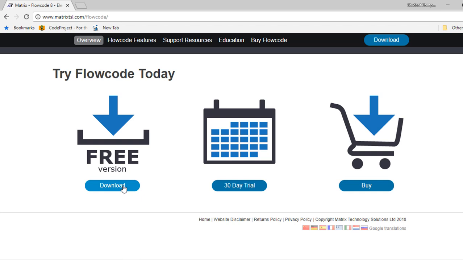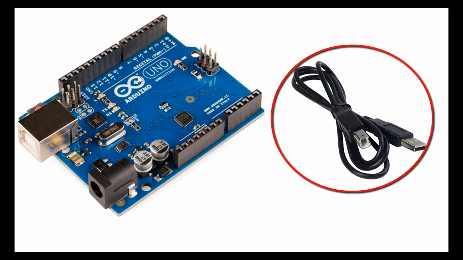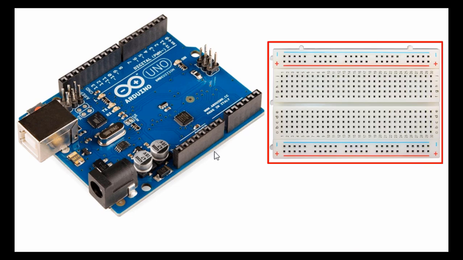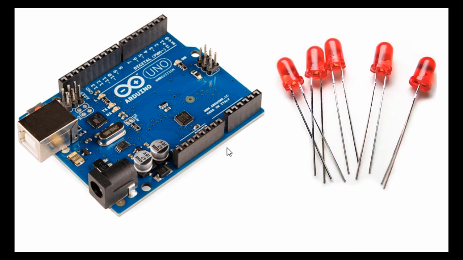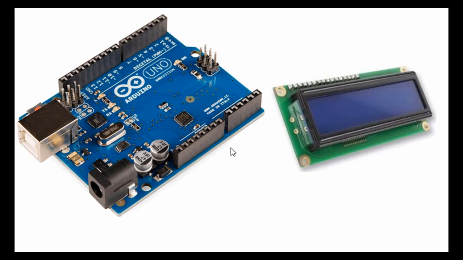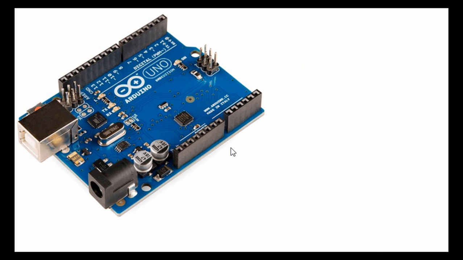You're also going to need the actual Arduino board. You're going to need a USB cable so that you can program the Arduino. This cable will also power the Arduino board, drawing power from your PC. You're also going to need a breadboard. This is very useful for prototyping electronic circuits. You're going to need a couple of LEDs, resistors, a push button, and an LCD screen. You might want a DC motor or servo motor, or we might even use a stepper motor and some other devices as we progress through our tutorials.